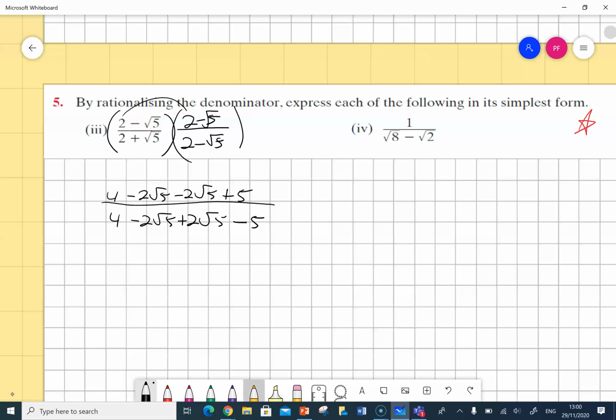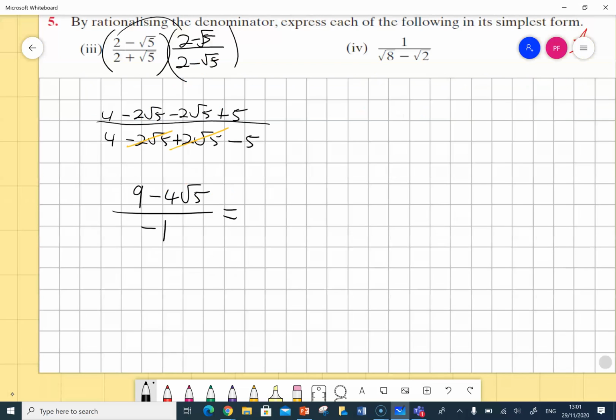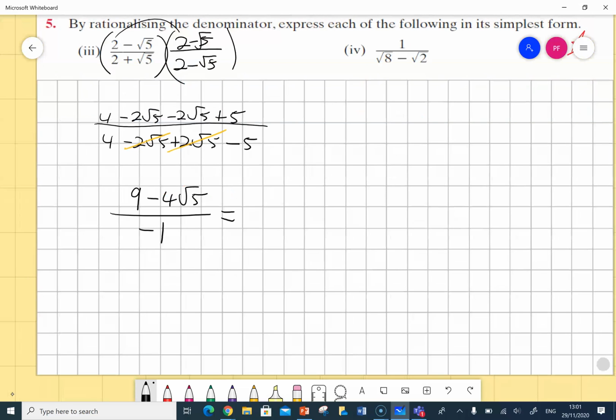This will always happen then. You'll have your minus 2 root 5 and plus 2 root 5 will cancel every single time. So on the top, I've got 4 plus 5, which is 9. Minus 2 root 5, minus 2 root 5, minus 4 root 5. And on the bottom, 4 minus 5 is minus 1. Okay, now minus 1, if you want, you can get rid of the fraction, because essentially it's the negative of it. So it's like minus 9 plus 4 root 5 if you need to.